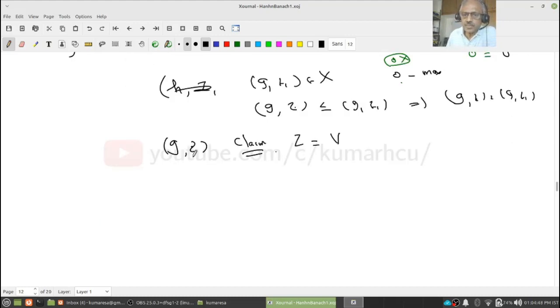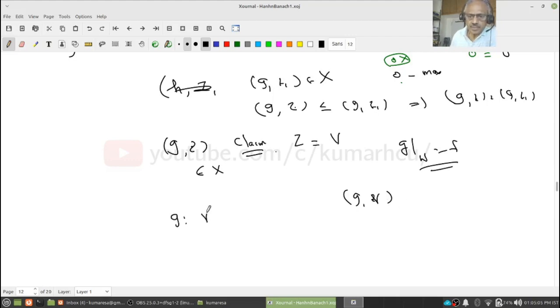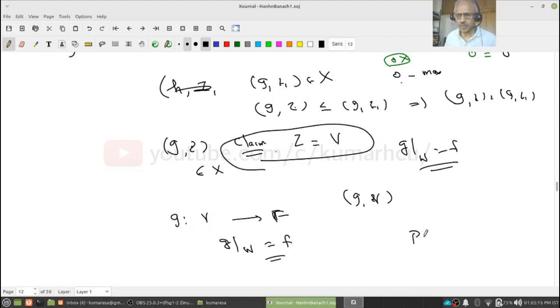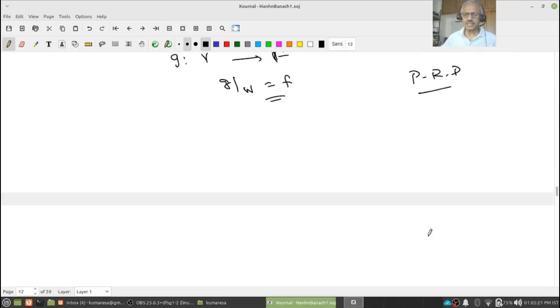Notice that gz belongs to x, that means g restricted to w must be f. Therefore, if I prove z equals v, then I actually get an extension from v, so that g restricted to w is f. So I got the required extension. So I only have to prove this. Make sure you understand this. But that's very easy.